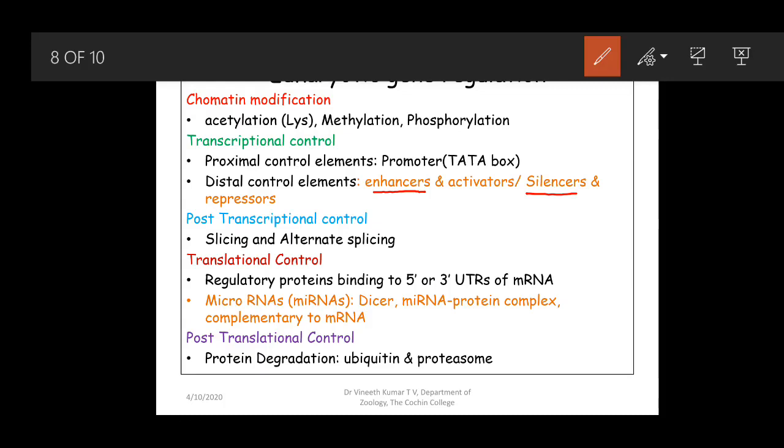Enhancers are bound by proteins called activators, and silencers are bound by proteins called repressors. So enhancers and silencers are DNA sequences, while activators and repressors are proteins. This activator is a protein, and this repressor is also a protein. These are DNA elements. This is also a DNA element, which is the silencer.